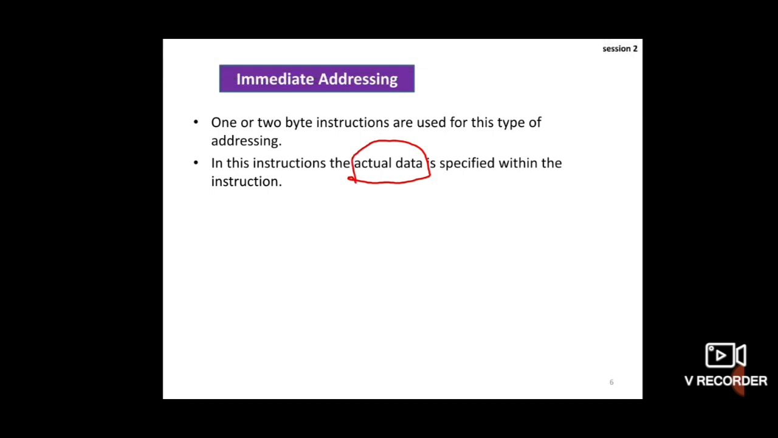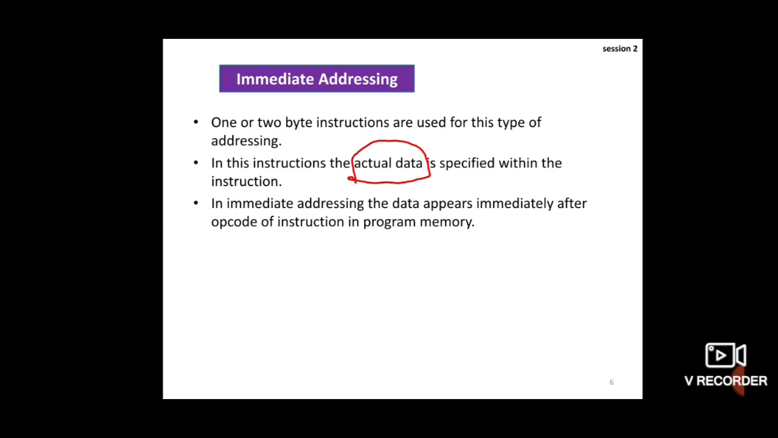Actual data is specified within the instruction. The data required for your calculation or arithmetic-logical operation is specified, and you can directly specify data using an immediate instruction. So in this instruction, the actual data is specified within the instruction. Actual data means you can directly give the data in the instruction.